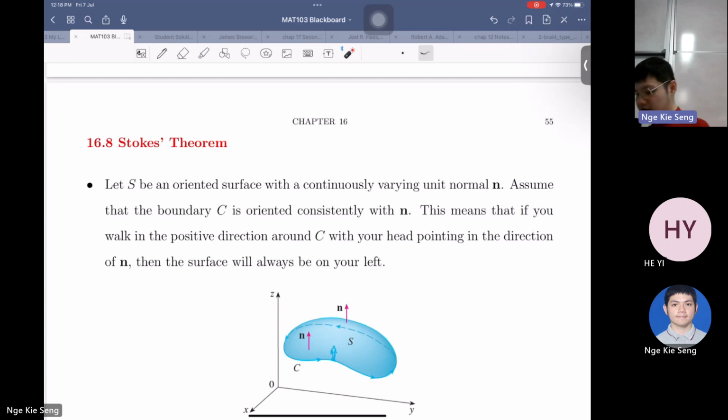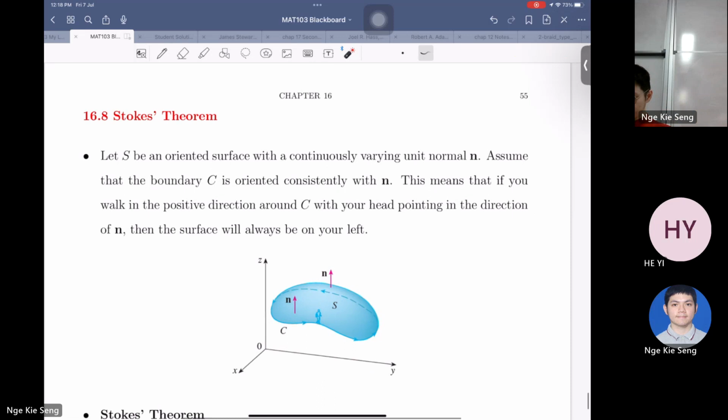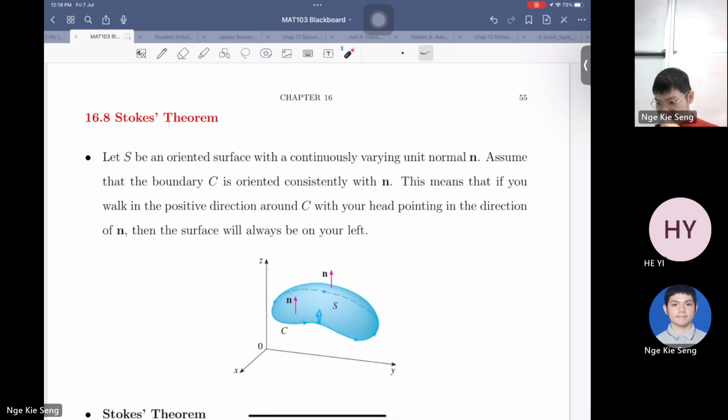So we will reformulate Green's theorem as Stokes' theorem. Let S be an oriented surface with a continuously varying unit normal n. Assume that the boundary is oriented consistently with n. What does it mean? Remember we had a curve last time, so it's the same setup. We have a curve oriented counterclockwise.